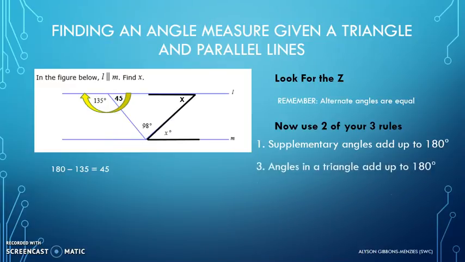And the third rule that we learned is that angles in a triangle add up to 180. So we can say x plus 98 plus 45 equals 180. X plus 143 equals 180. Subtract 143 from both sides. X equals 180 minus 143. So X equals 37.